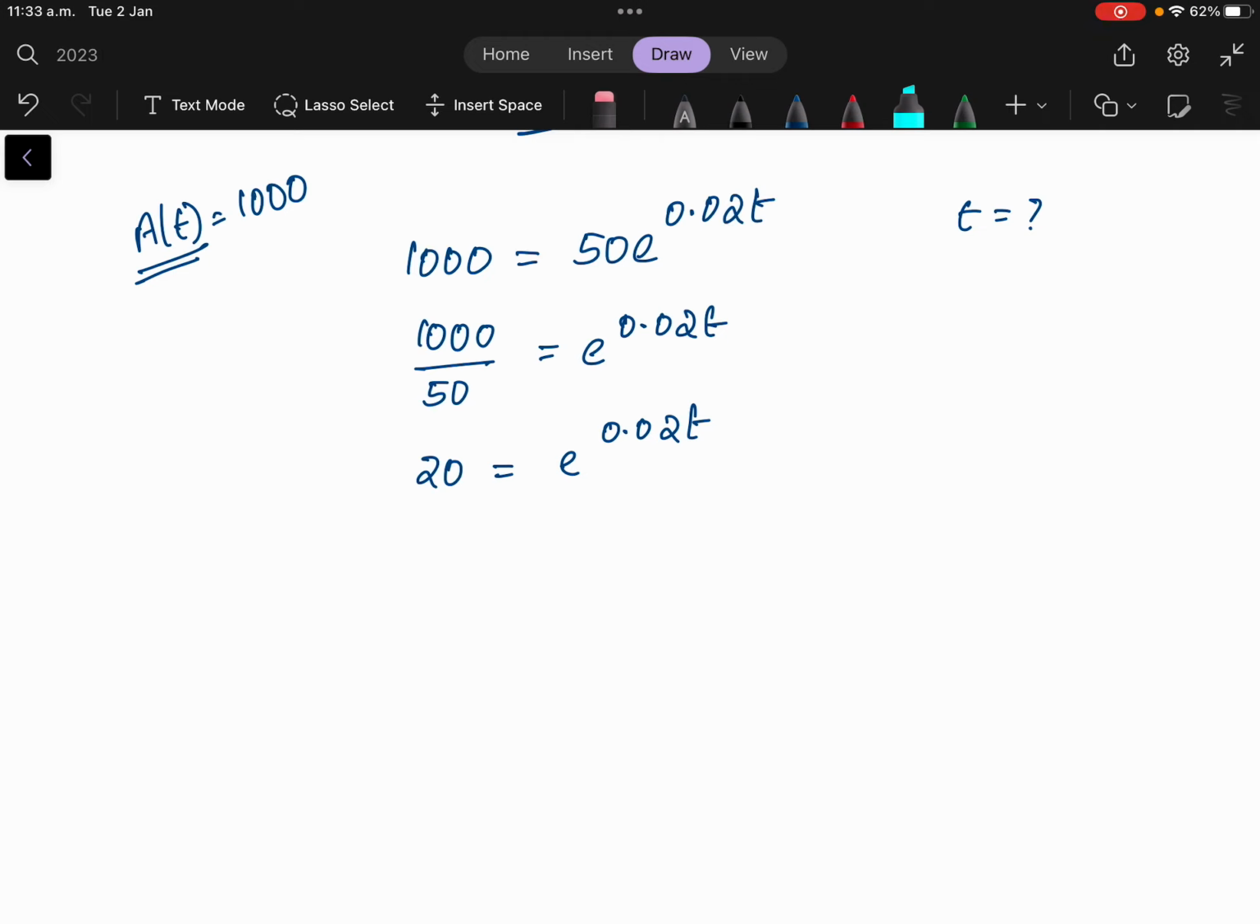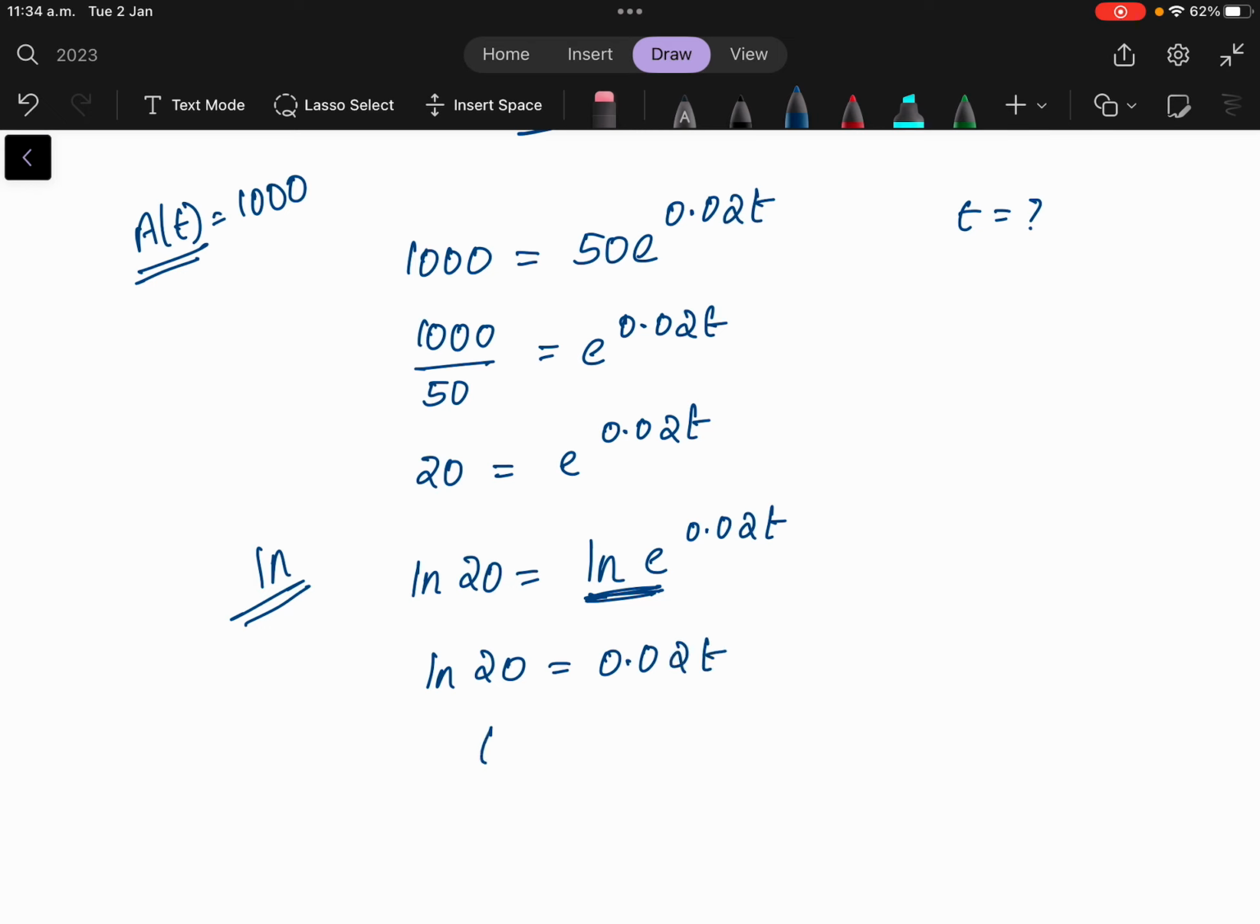Now once you have only e on one side, you can take ln, which is log with respect to e. So ln 20 is equal to ln of e to the power of 0.02 t, and ln and e cancel each other. So you can write ln 20 is equal to 0.02 t, and t is equal to ln 20 divided by 0.02. If you put it into the calculator, you will get the value, maybe 149.79 hours, or whatever the time unit is in the question.